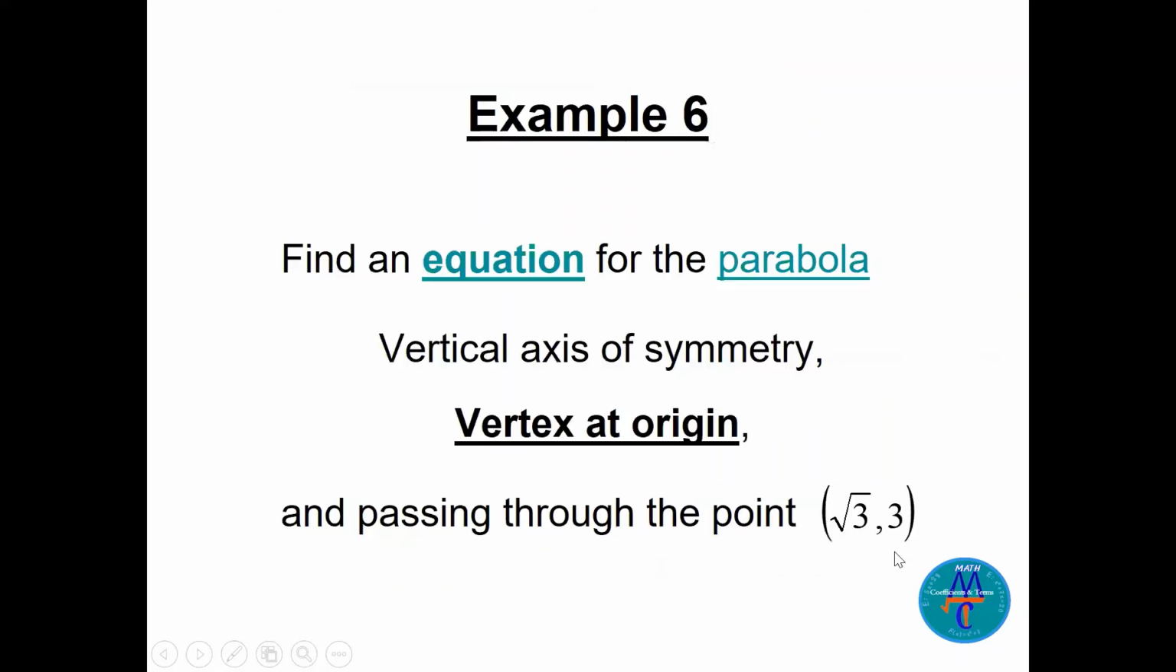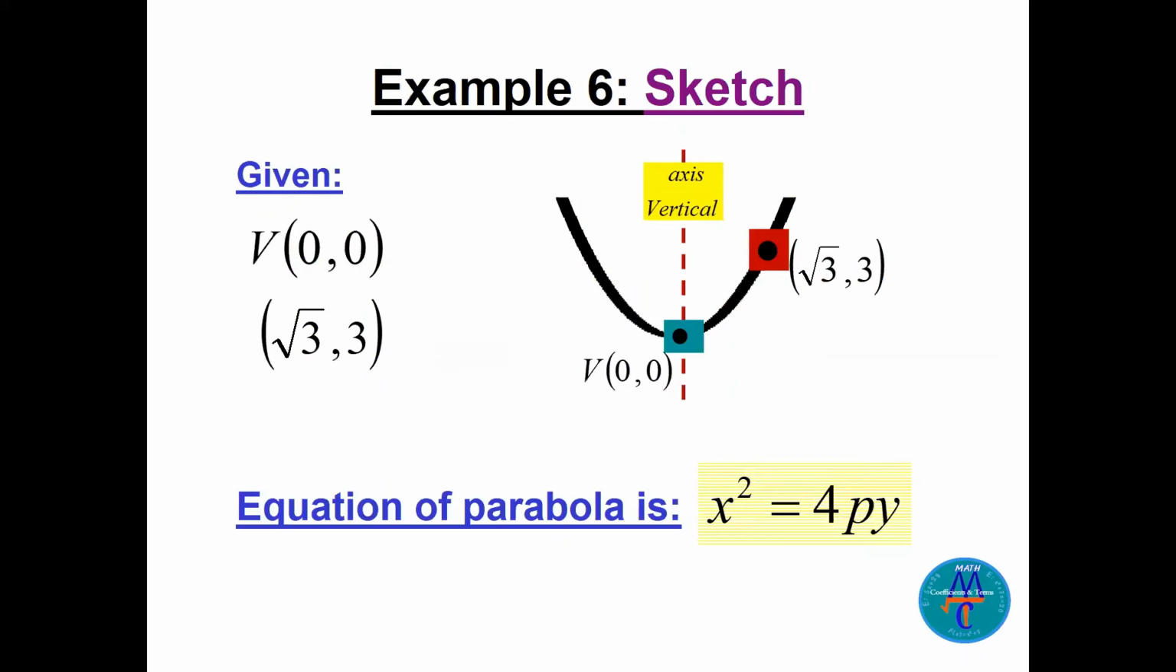That's easy. Another one: find the equation for the parabola with vertical axis of symmetry, vertex at the origin, passing through the point (square root of 3, 3). So we have a different given. I can make a little sketch also for example number 6. The vertex is (0, 0) here, and there is a point on the graph. See this point, (square root of 3, 3), positive x, positive y. So this is in quadrant 1. So that means it is opening up.